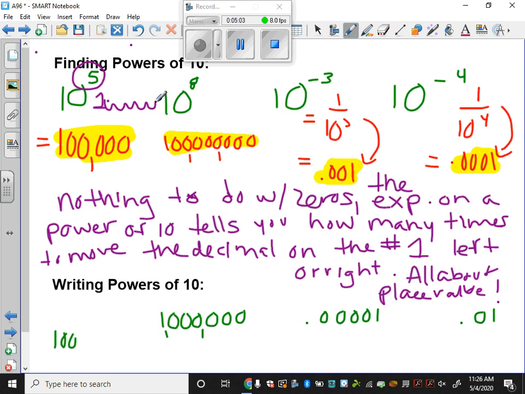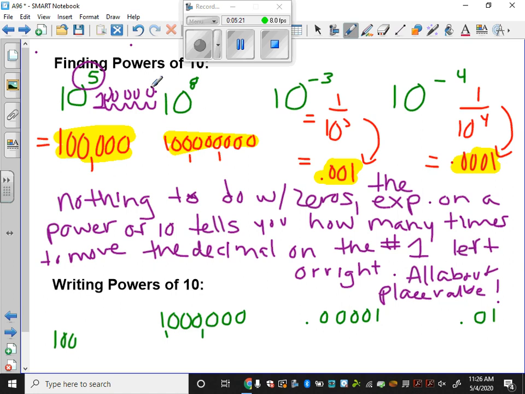Now, some kids are wondering why would I move to the right? Well, it's a positive exponent. So logically, positive numbers go to the right on a number line. It's the same thing with the decimal. So now all these empty spots here could be filled with zeros. 2, 3, 4, 5. And I end up with the same number that I had below.